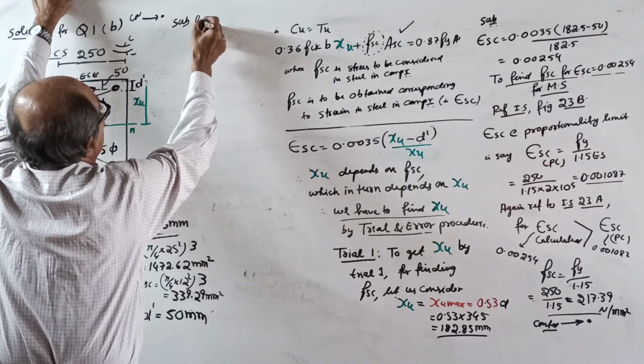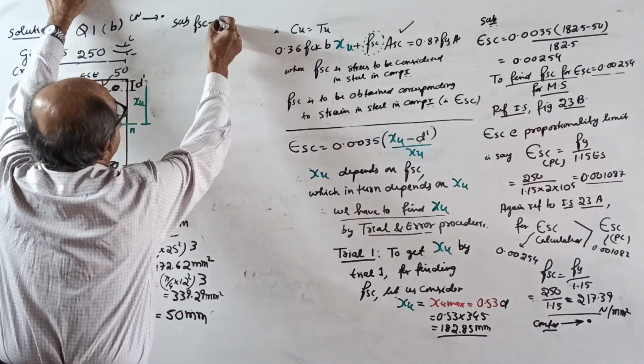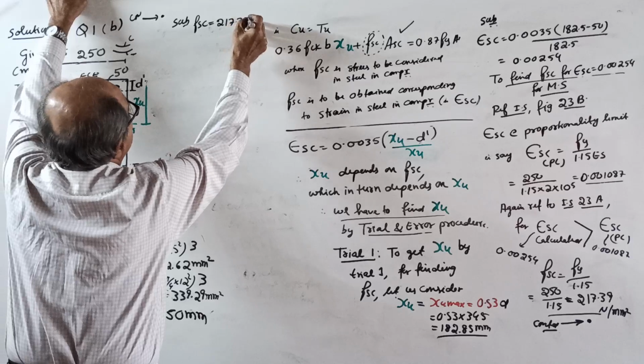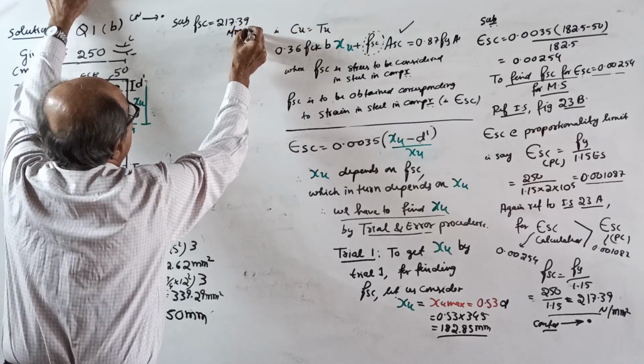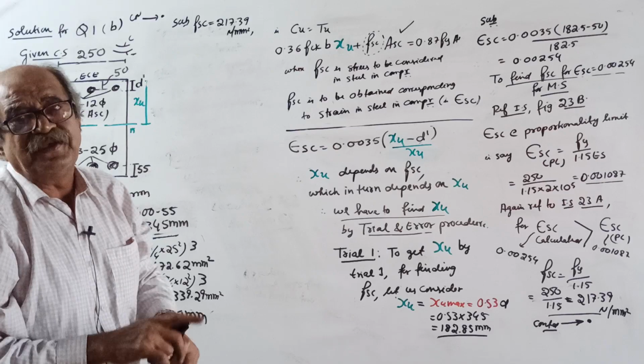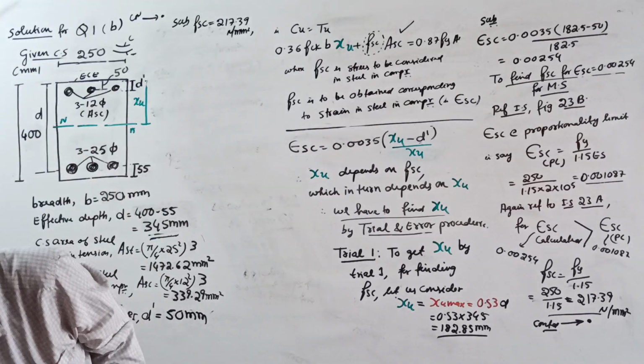Substituting, FSC equal to how much? 217.39 Newton per mm square. Of course, it corresponds to the assumption. It is not guaranteed. See now, start.